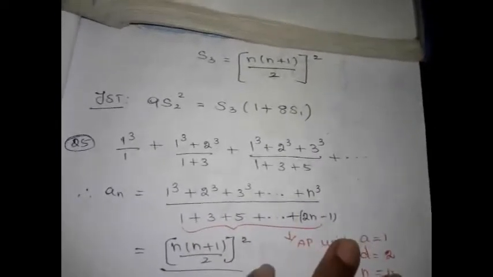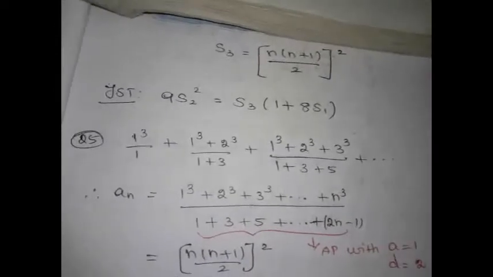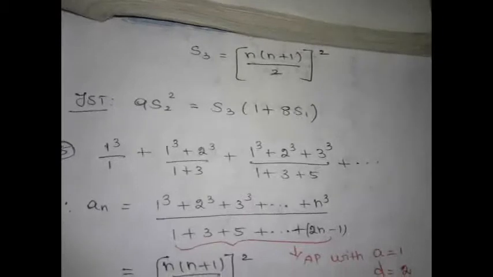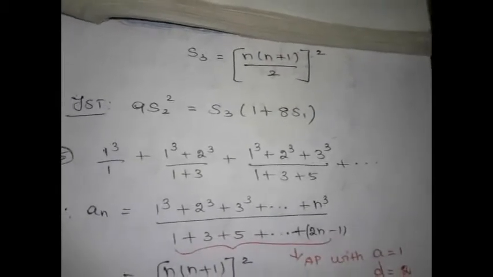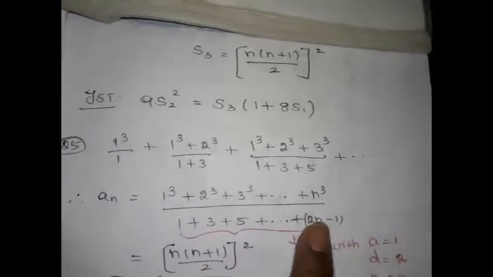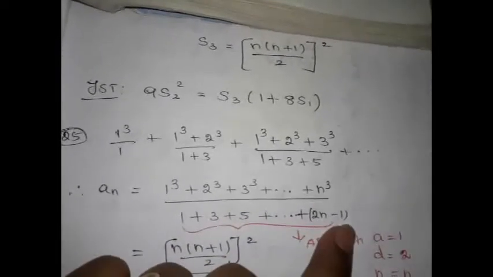But how many terms are there? n terms are there. Blindly you should not write 2n minus 1. This 2n minus 1 does not denote how many terms. This denotes the nth term. The nth term is going to be 2n minus 1. If the series has 3 terms, the last term is going to be 2 into 3, 6 minus 1, 5. Likewise, right? Your nth term is 2n minus 1.